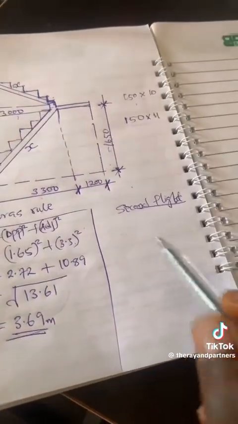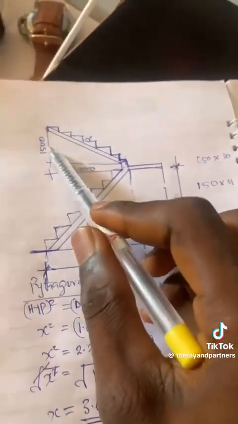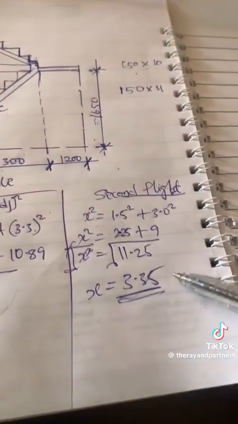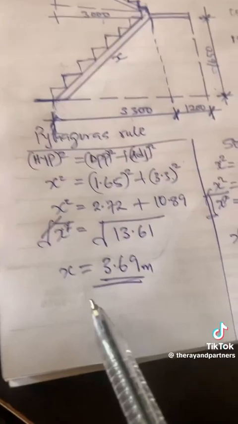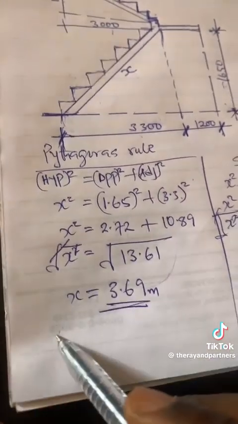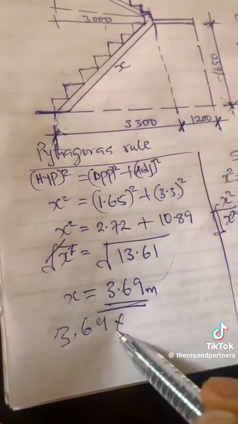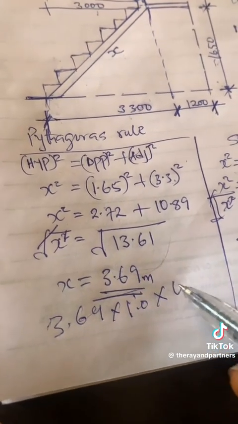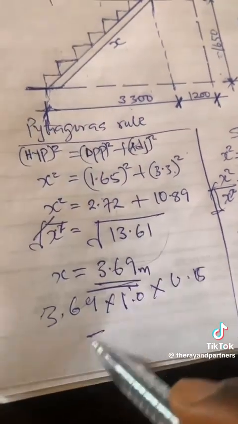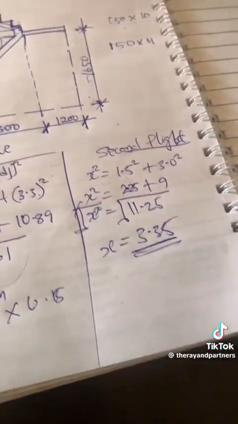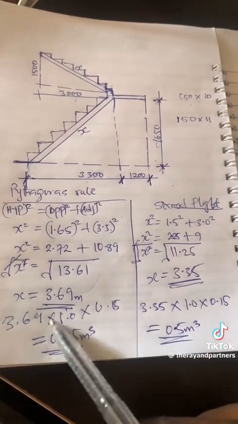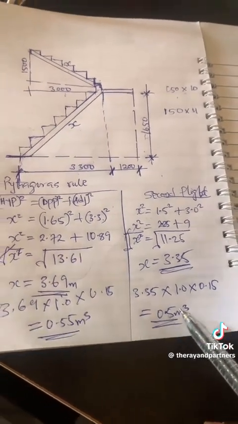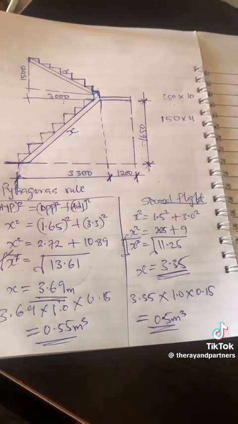The same thing will now go for the second flight, using this and this to get this. So the calculations will now be like this. So if we now want to calculate for the concrete in the waist, we will now say this 3.69 multiplied by the width of the staircase 1.0 multiplied by the thickness, which is 0.15, which will now give us the same thing. Will go for this. So it will now give us, for the first flight, 0.55 meter cube. For the second flight, it will give us 0.5 meter cube. So let us add all the volume together.